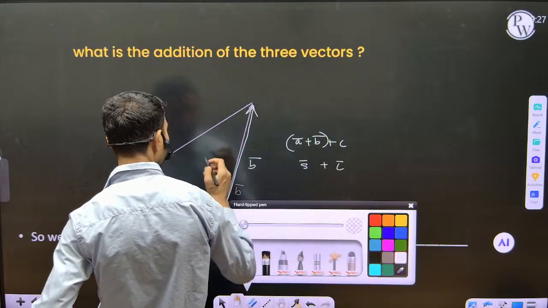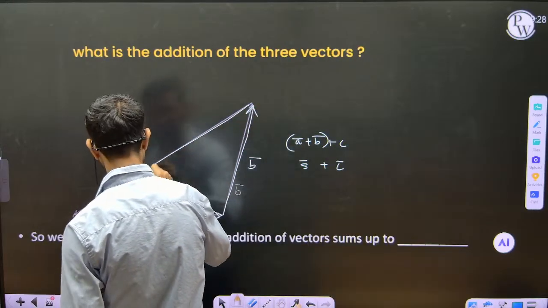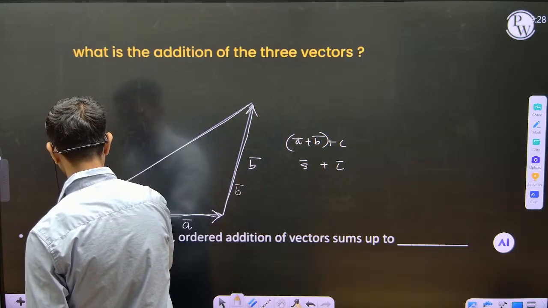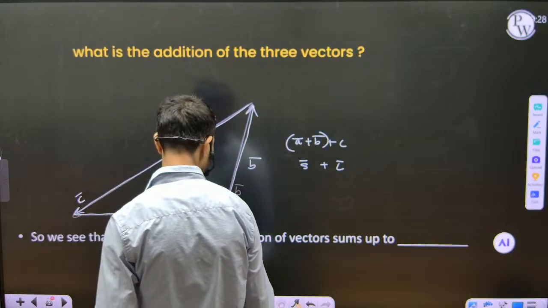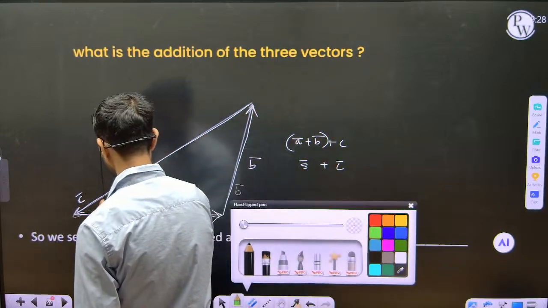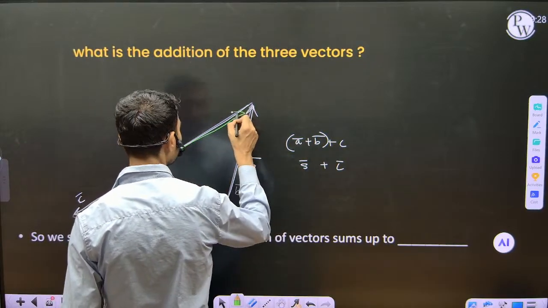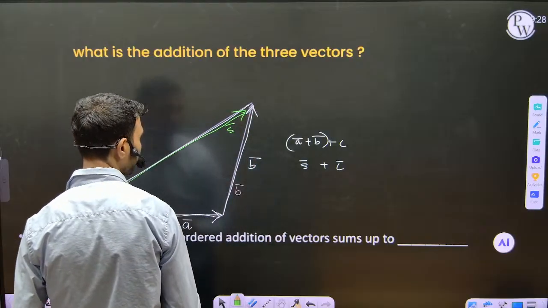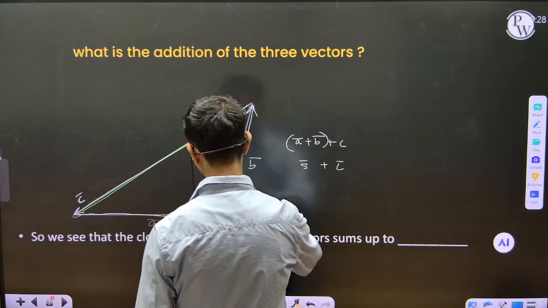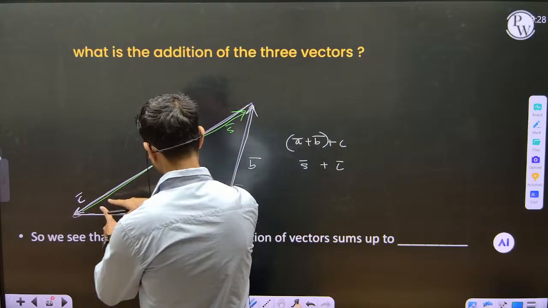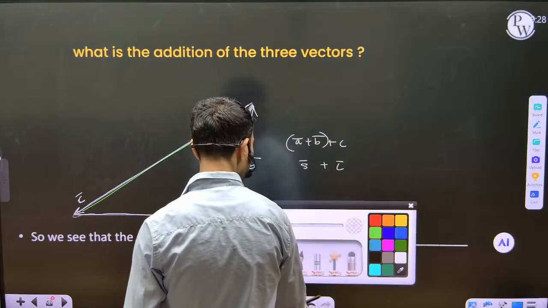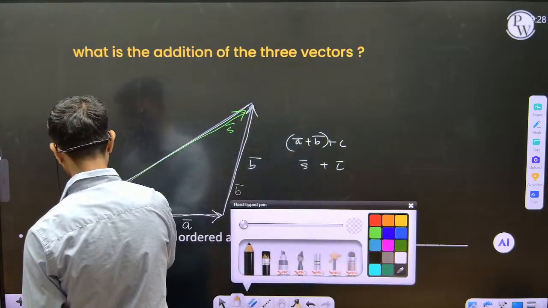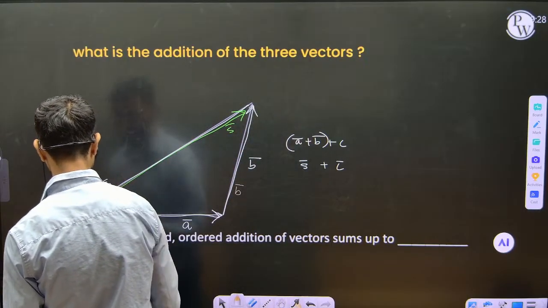A, B and C vector. That's a C vector, right? And S vector is what? This is a S vector, right? Which is the sum of A plus B. If you add this vector and this vector, you get S vector, right? And this white vector is C vector. But you know C is opposite, right? So C can be written as what? Minus S vector, right?